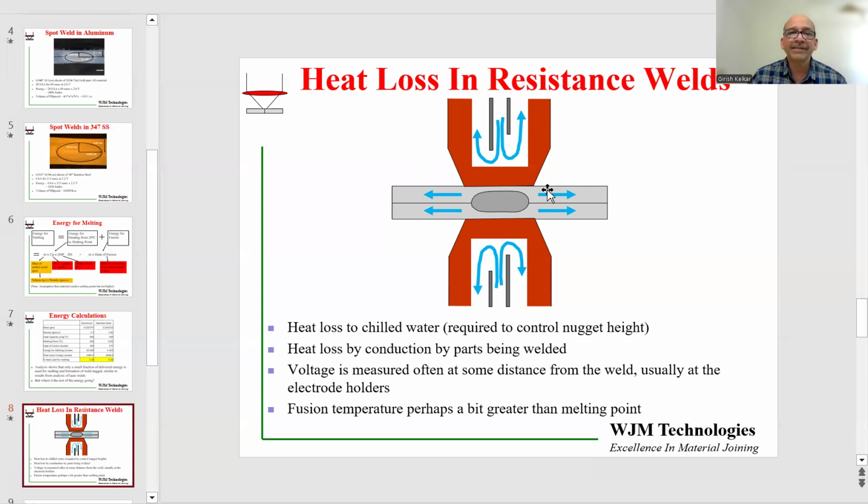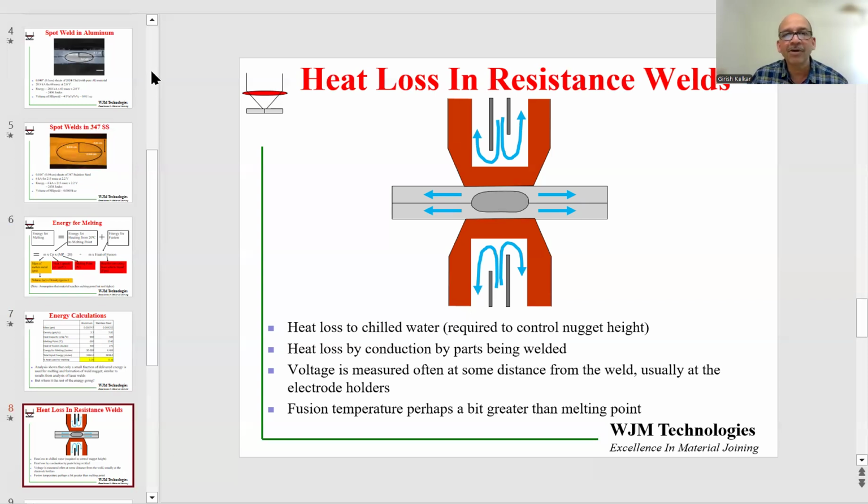Another way of losing the heat is by conduction. So the two parts themselves are sheets. And even though the component might not appear to be big, the weld itself is so tiny that any decent sized component acts like a giant heat sink. So we have the sheet metal itself in two dimensions sucking the heat away from the weld.